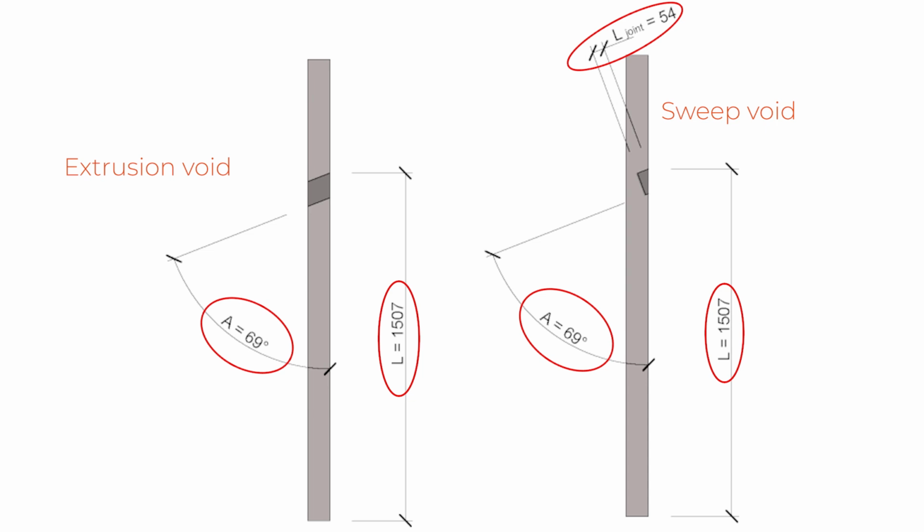And I will explain how you will define parameters for extrusion void and how you will define parameters for sweep void. I can just mention that you cannot define parameters on extrusion void, but there is a workaround that I will explain in the next video. And as for sweep void, you define parameters in relation to the sweep path.